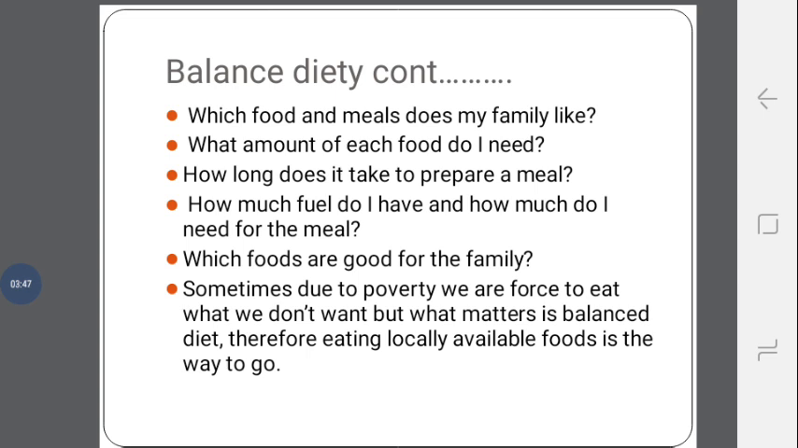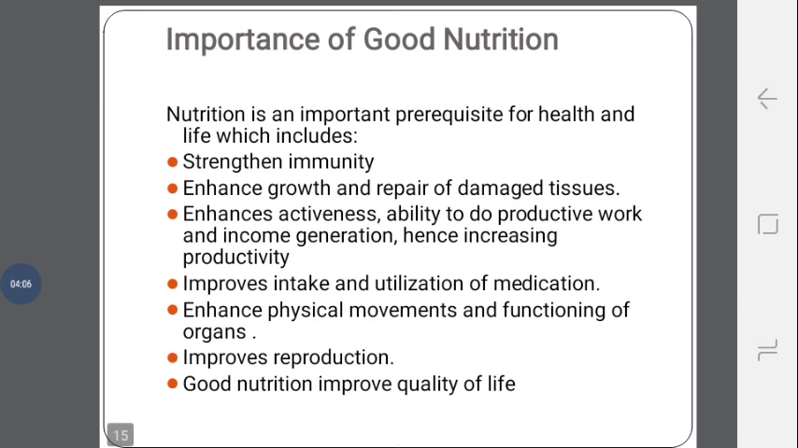diet. Therefore, eating locally available foods is the way to go. There is no need to scramble for high quality food or for foods with the high cost. The only way to go is just the locally available foods. Kwa hivyo unapomshauri mgonjwa kuhusu chakula au unapompangia mlo mgonjwa, jaribu kumsisitiza angalie tu vyakula vile ambavyo vinapatikana kwa urahisi na viko karibu.